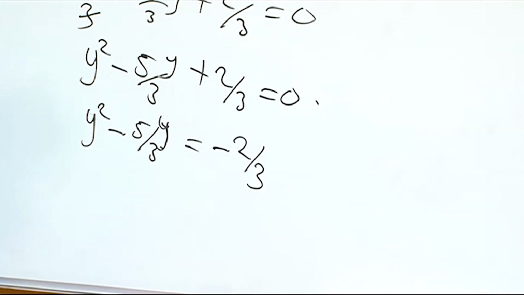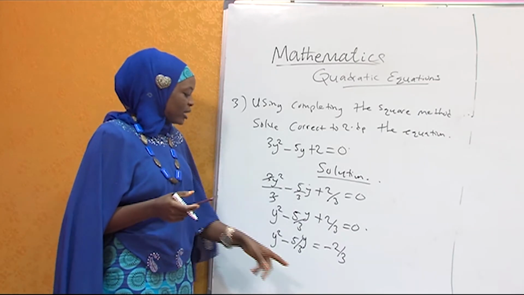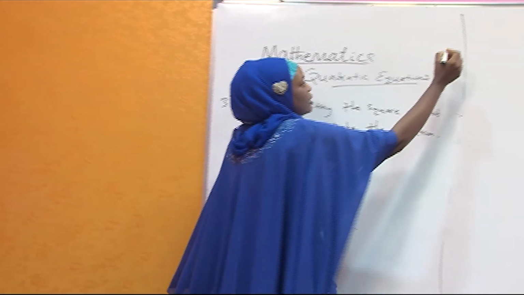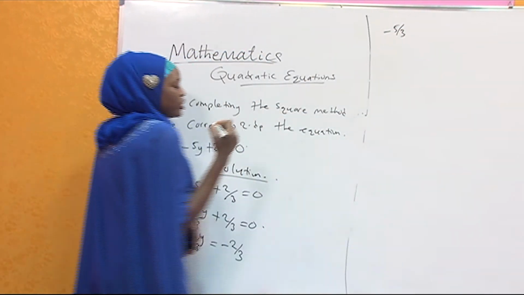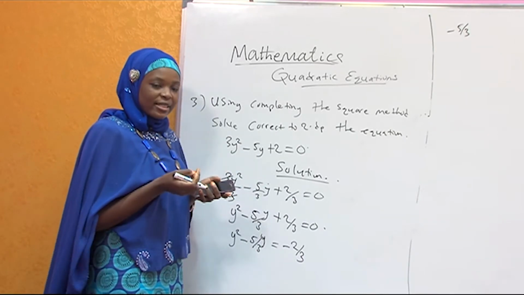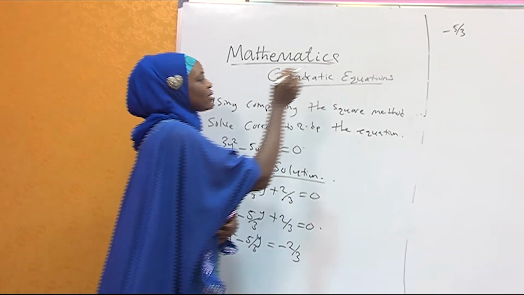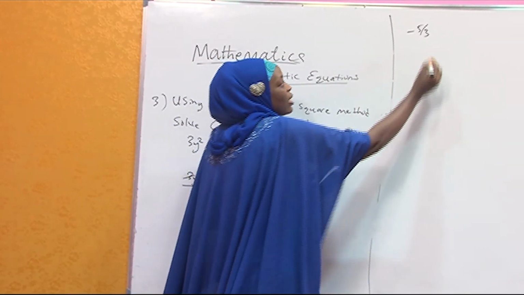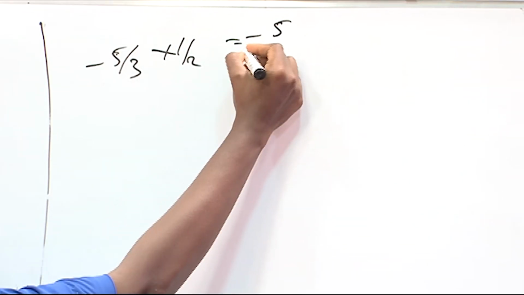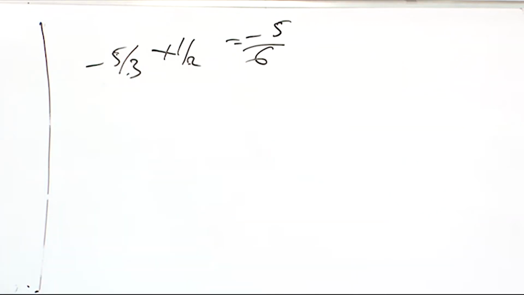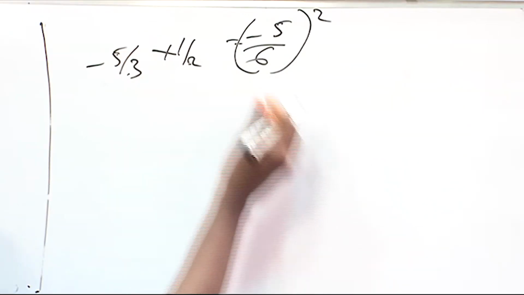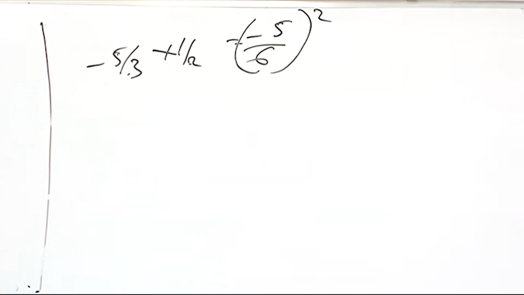Now the next step is where you apply the real completing the square we're talking about. That is taking the coefficient of y, which is minus 5 over 3. You will multiply it by half, then you square it and add it to both sides. So this is the coefficient of y, minus 5 over 3. You multiply by half. This gives me 5 times 1, I have 5. 3 times 2, I have 6. You see, I've multiplied by half. Then I will square it, then add it to both sides.